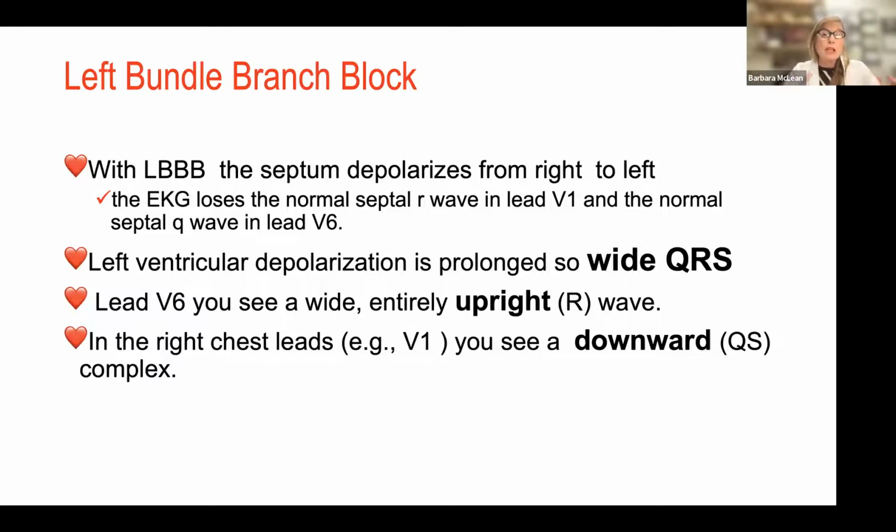So in V6, you're going to see an entirely upright depolarization all above the baseline and taking a lot of time. So you're going to have a big wide R on the left side and a deep downwards on the right side. That's typically called a Q wave or a QS wave. It's just down, down, down when you're visualizing from the right-sided lead, and up, up, up when you're visualizing from the left-sided lead, taking time, because it's an abnormal depolarization.